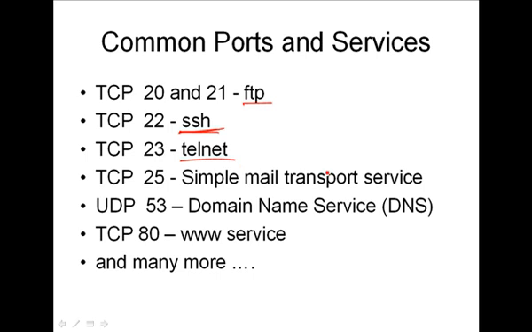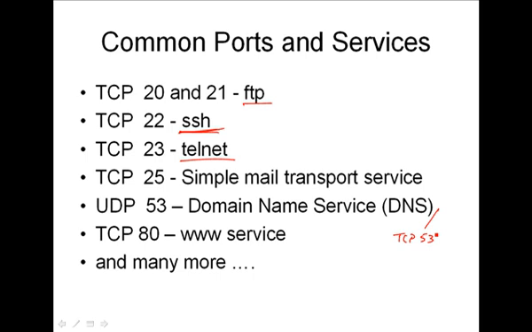TCP/25 is the Simple Mail Transport service. If you're going to have a mail server, it's going to be listening on 25. UDP/53 is DNS, as is TCP/53. Most of the traffic is on UDP/53. TCP/80 is the World Wide Web service, and there are many, many more of these. Microsoft Networking has several. There's just a bunch of these. There's actually a whole list; I'll send you some links to it.